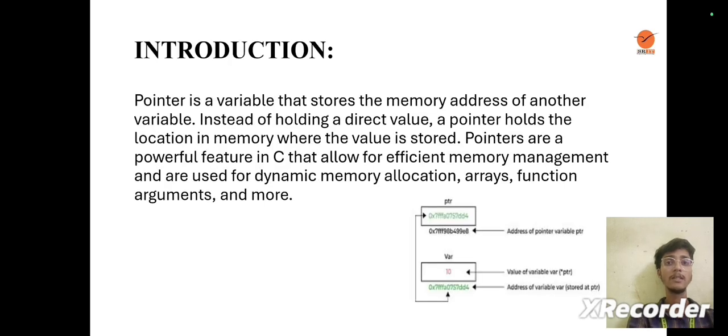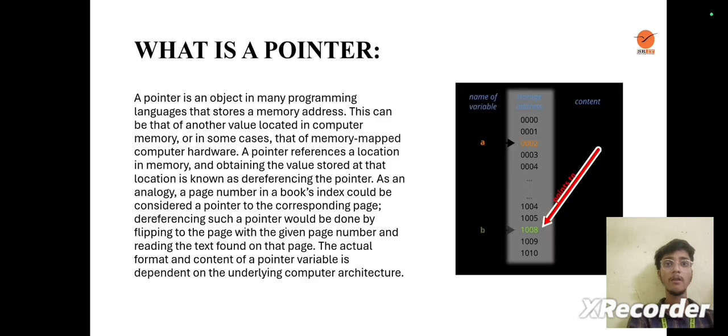Introduction. A pointer is a variable that stores the memory address of a variable. Instead of holding a direct value, the pointer holds the location in memory where the value is stored. Pointers are powerful features in C that allow efficient memory management and are used for dynamic memory allocation, arrays, functions, arguments, and more. Next slide. What is pointer?